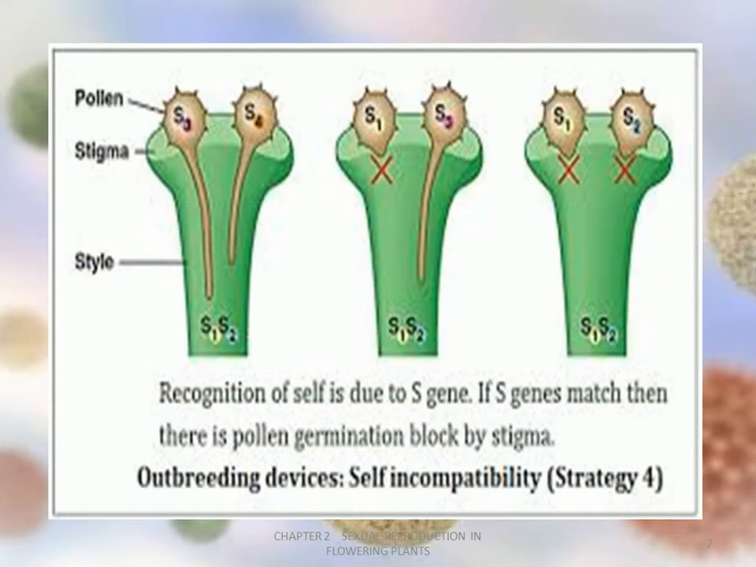Let's see here in the structure. Recognition of self is due to S gene. This gene is present on the receptors located at the top. And if S gene match, then there is a pollen germination.